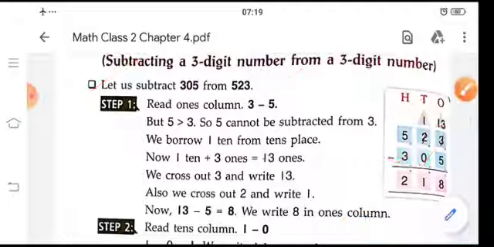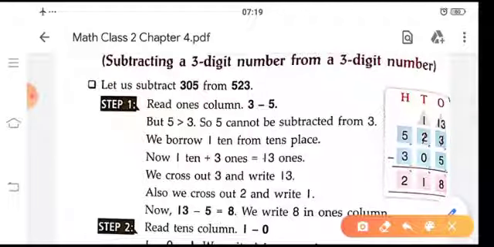So children, now see here. Here, 3 is on the top and 5 is below. So we cannot subtract 5 from 3. So we're going to borrow. We borrow 1 from this 2, so here it becomes 13 ones. We'll cut the 2 and write 1. So 13. We'll subtract 5 from 13. So 13 minus 5 is 8.